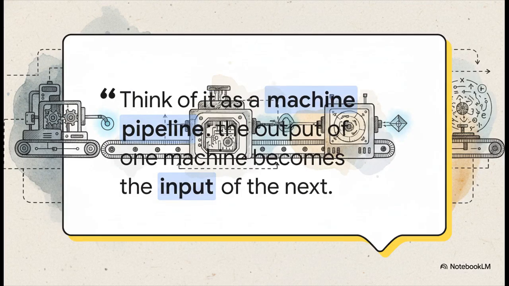You know, the best way to visualize this is as a machine pipeline. Seriously, imagine an assembly line. The first machine spits out a part, and that part immediately gets fed into the second machine for the next step. That's function composition, right there.